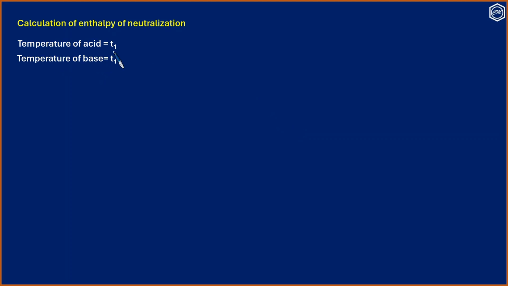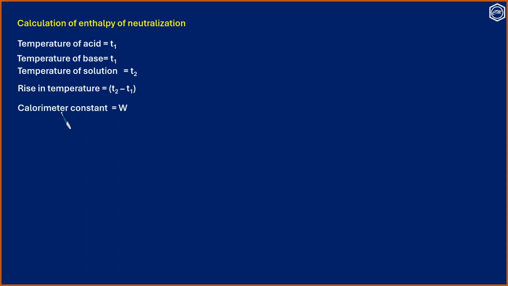Temperature of acid is T1, temperature of base is T1, temperature of solution is T2. Rise in temperature is T2 minus T1. The calorimeter constant W is a known quantity. Therefore, heat evolved during neutralization is (100 volume of acid, volume of base, and this is the calorimeter constant) into temperature difference. And when we multiply it by 4.184 joules, we get the value in joules.